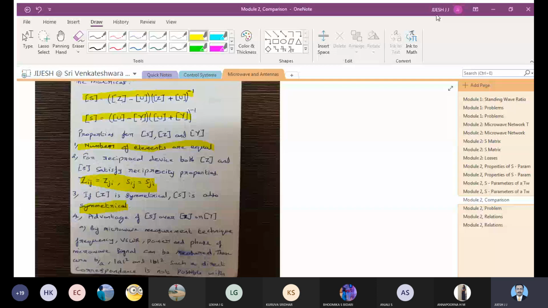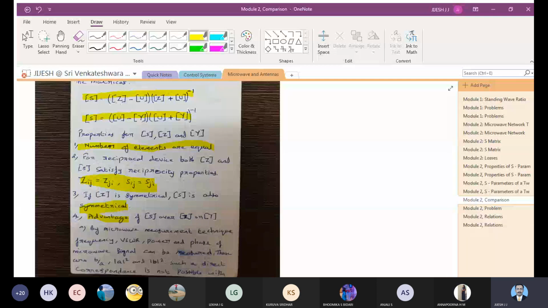Once you complete it, we'll go with the advantages. If you complete till advantage, we will discuss that and then proceed further. So these are the three things we have discussed now. The main thing is the number of elements are equal, reciprocity property, and symmetrical in nature. So we will be discussing the advantages of matrix S over matrix Z and matrix Y. Have you completed? Yes, sir.